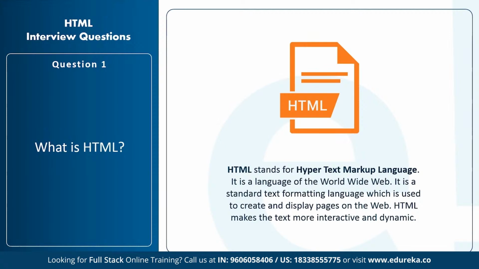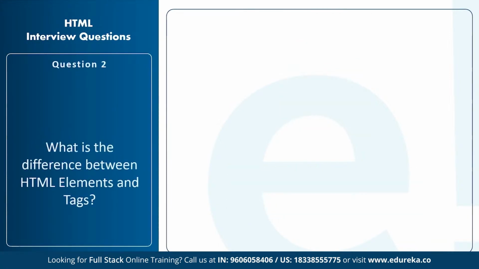It can also turn text into images, tables, links. So the HTML pages are saved by adding .htm or .html to the web page name. This scripting language is the most basic thing that you must know before starting your career in web development. Now moving on to the next question, what is the difference between HTML elements and tags?